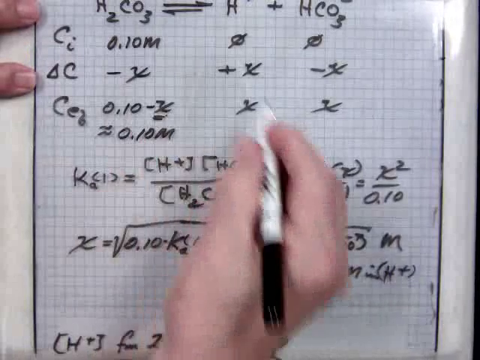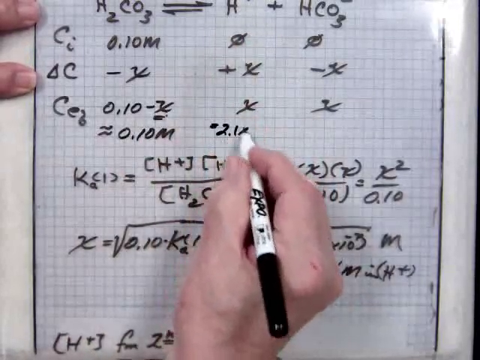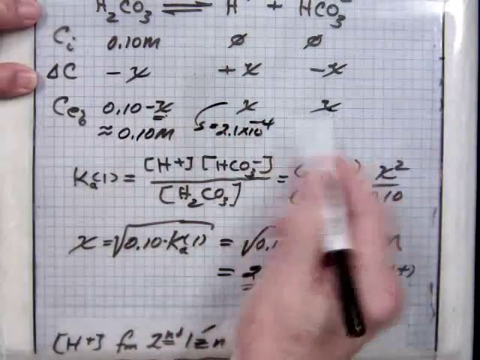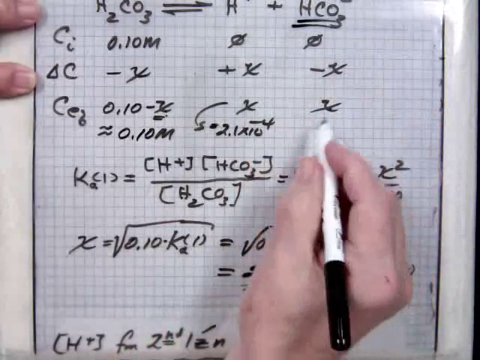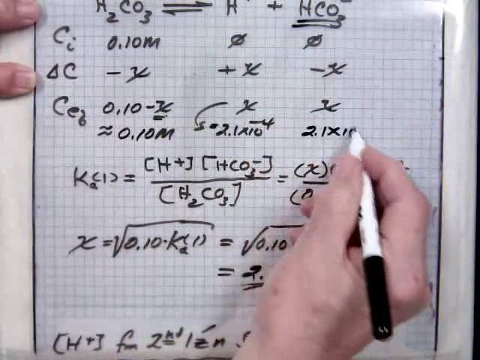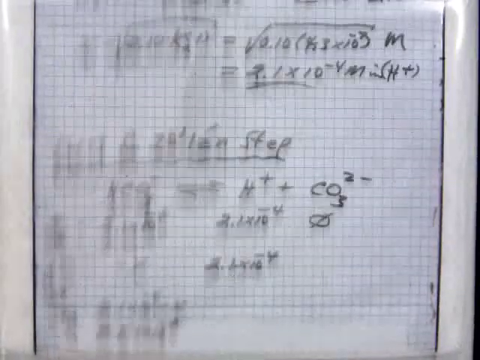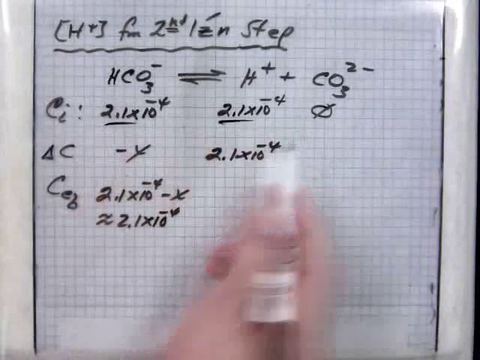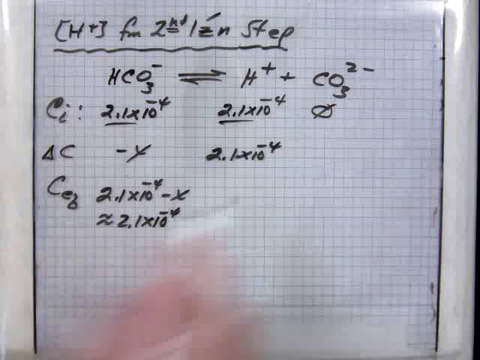The outcome, if we determined the X to be 2.1 times 10 to the minus 4 from the first ionization step, well, those are equal. And so the bicarbonate, being the second ionization step, is 2.1 times 10 to the minus 4. I just had a senior moment, sorry. Anyway, that's what I'm talking about here. Whatever's at the end of the first ionization step starts the second ionization step.